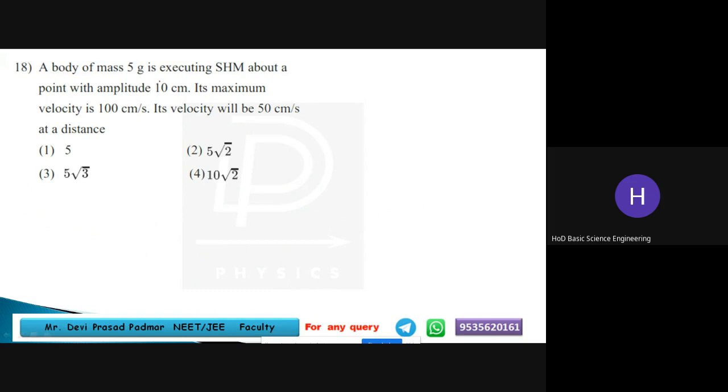A body of mass 5 gram is executing simple harmonic motion about a point with an amplitude 10 centimeter. Its maximum velocity is 100 centimeter per second. The velocity will be 50 centimeter per second at a distance.